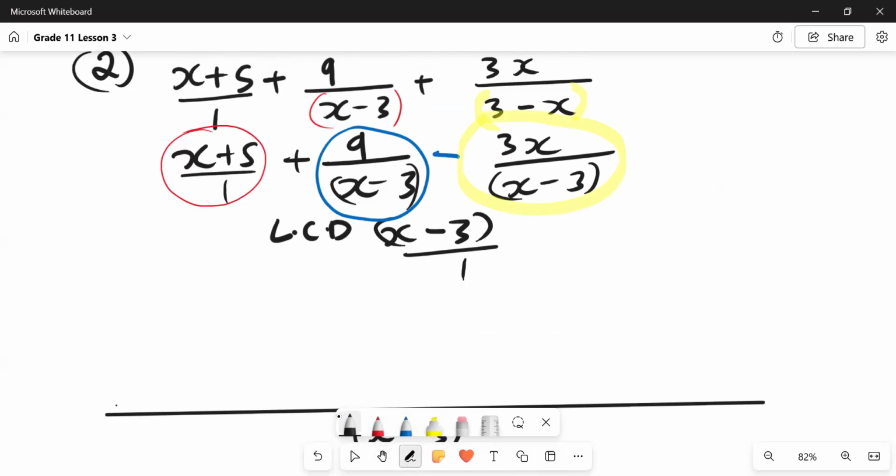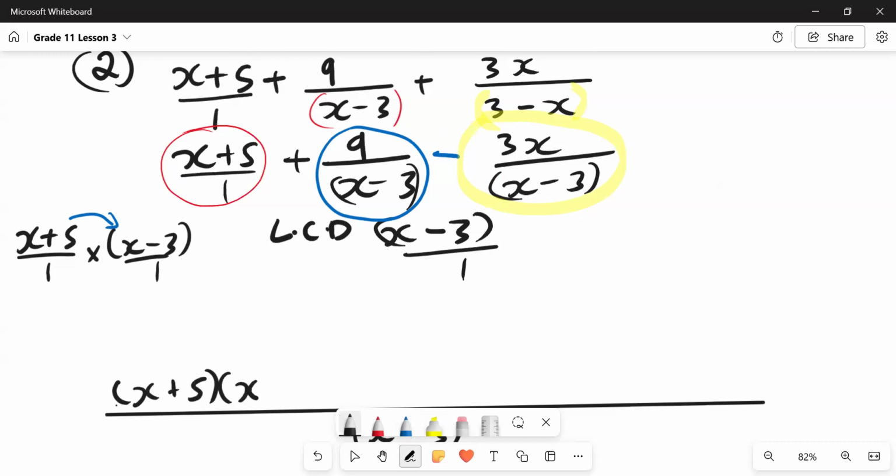So every part of the fraction must be multiplied by your LCD. So what is your LCD then? That's x minus 3 divided by 1, right? So we're just multiplying these two, and you'll end up with your x plus 5 and your x minus 3. We're done with the first part of our fraction.